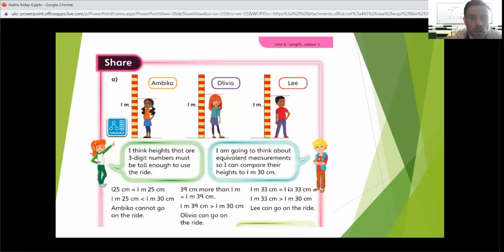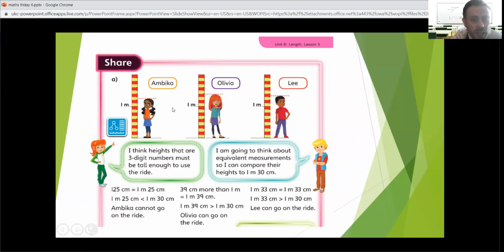All right, let's have a look. So 1A, how tall did you have to be? 1 meter 30 centimeters to go on the ride. I'm going to do Olivia first. Olivia said she was 39 centimeters more than a meter, so that must be 1 meter 39. She's fine. She can have a great time on the ride. Lee was 1 meter 33 centimeters. Well, that's more than 1 meter 30. So Lee can go on the ride.